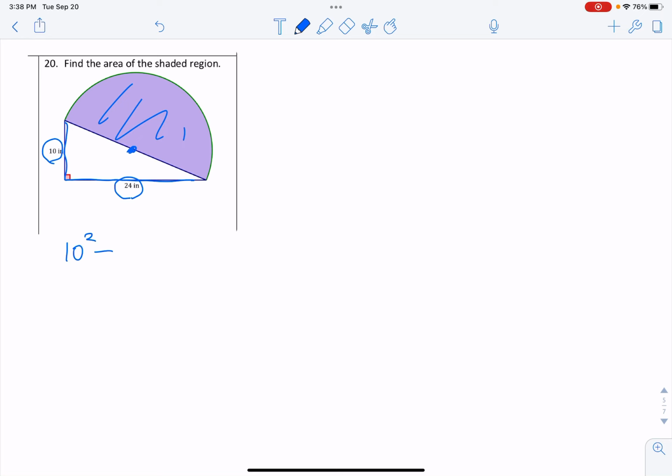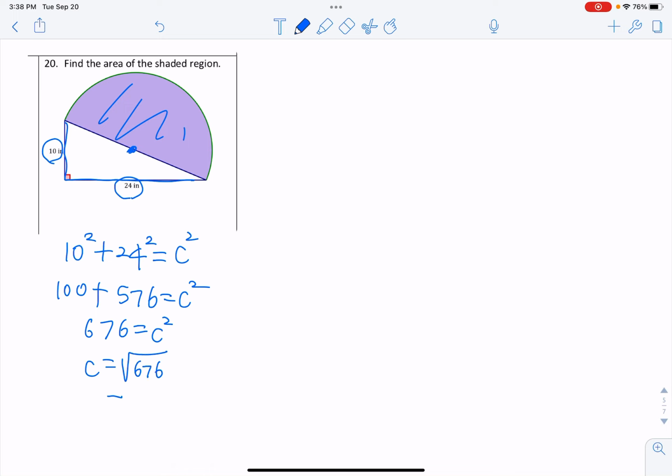10 squared plus 24 squared equals c squared. So 100 plus 576 will be c squared, and 676 equals c squared. Then c will be the square root of 676, which makes 26. And the whole length of this one is 26. That means the radius r will be 13.